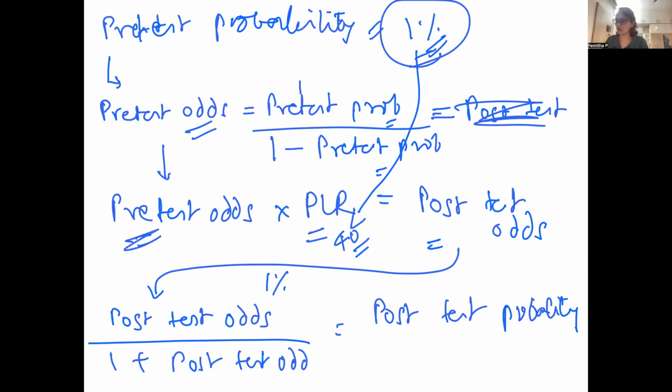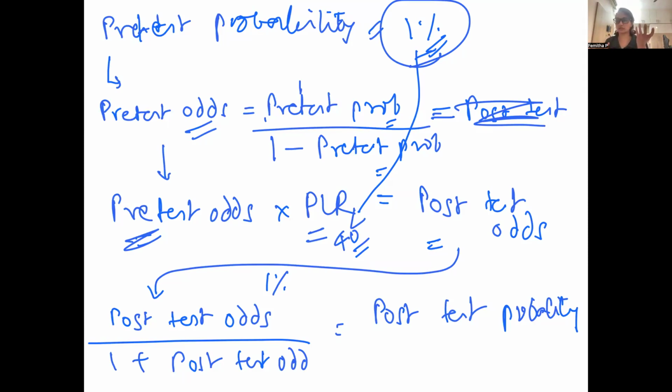Okay, so that is 1% divided by 1 minus 1%. That's how you convert it into pretest odds, multiplied by 40, get post-test odds, and then you convert that post-test odds into post-test probability. So now your probability has probably gone up to say 90%. Because the PLR is so good, you are almost sure now that this patient has got the disease because you did that test which has got a very high positive likelihood ratio.